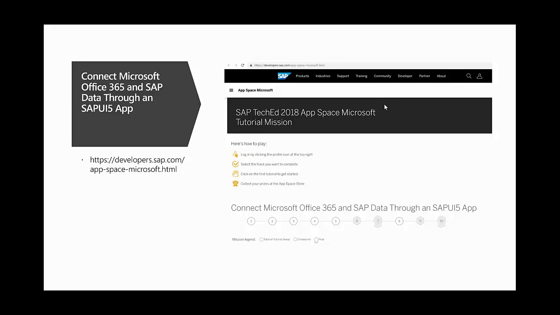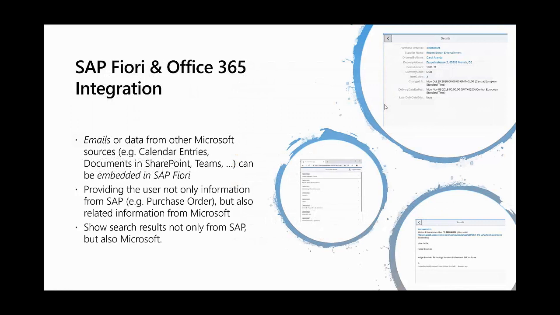For this, we created a tutorial mission that was launched during SAP TechEd. The idea in this tutorial was to show customers how easy it actually is to leverage data from Microsoft Office and integrate this into an SAP UI5 application. We built a very simple scenario where you first connect to an SAP system and retrieve a list of purchase orders from this SAP system.